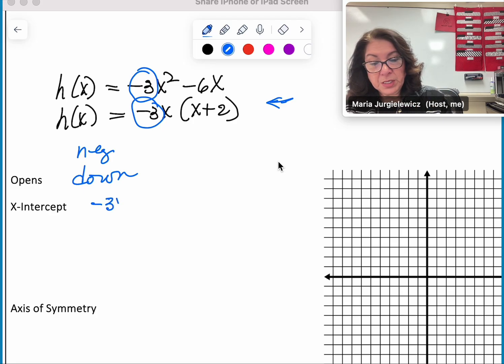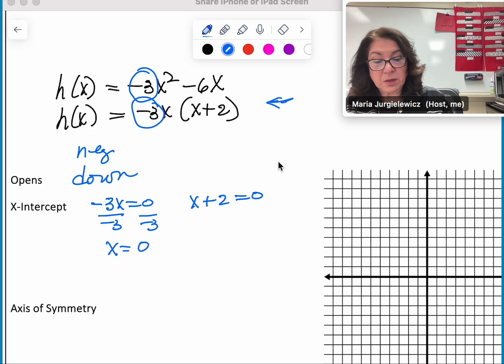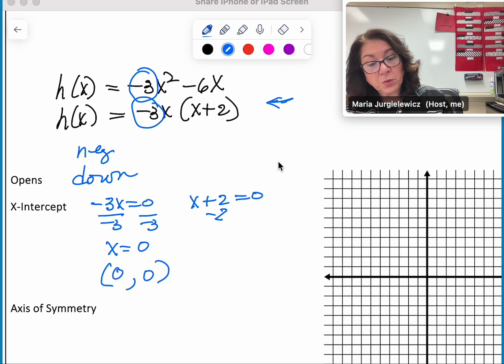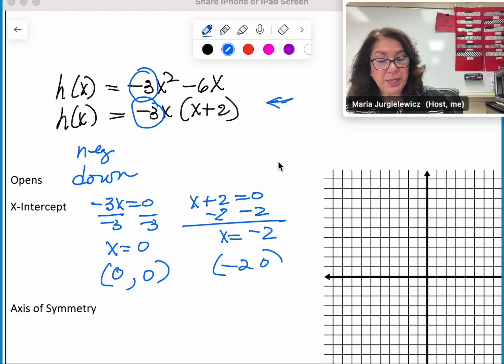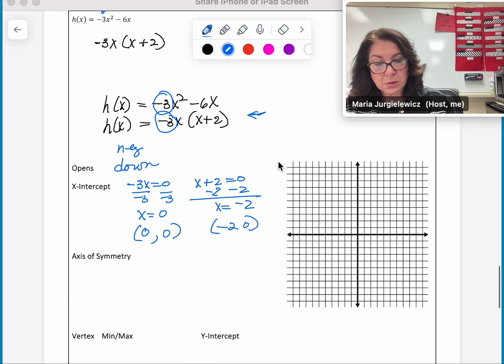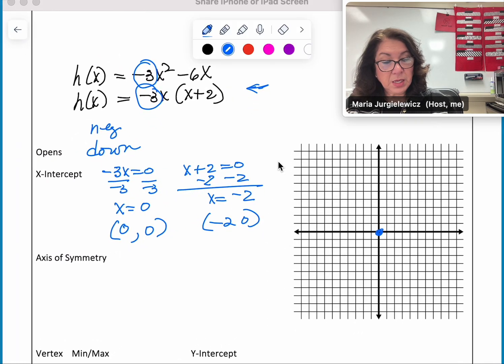So negative 3x is equal to 0. x plus 2 is equal to 0. I'm going to divide both sides by negative 3. x is equal to 0 divided by negative 3 is 0. So 0, and the y will always be 0. Okay, here we're going to subtract 2. x is equal to negative 2. So that point is going to be negative 2, 0. So now 0, 0, and negative 2, 0. Those are my x-intercepts. Those are my solutions. Those are my zeros.